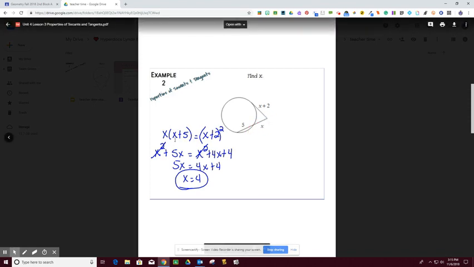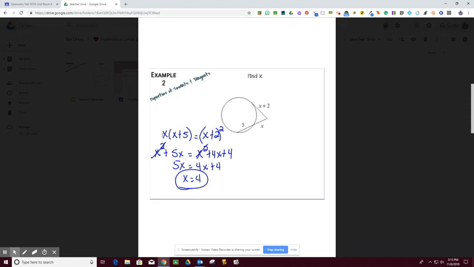So what I'm going to do is set the tangent squared equal to the whole secant segment times the outside part: x times x plus 5. I'm going to go ahead and distribute. x times x is x squared. x times 5 is 5x. Now I'm going to go ahead and FOIL this binomial. So I'm going to say x squared.